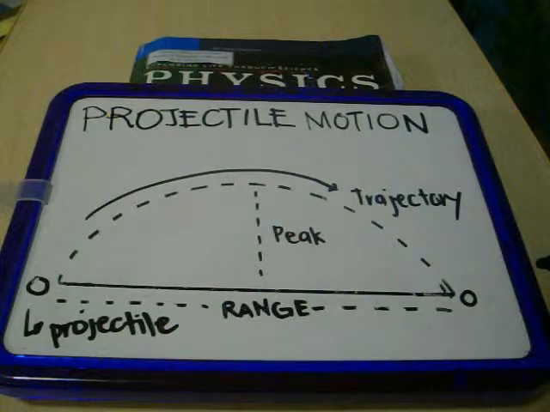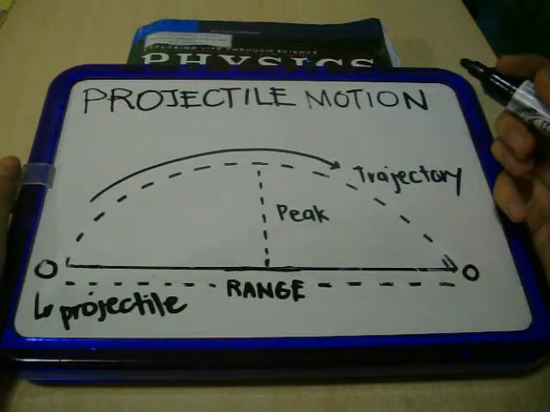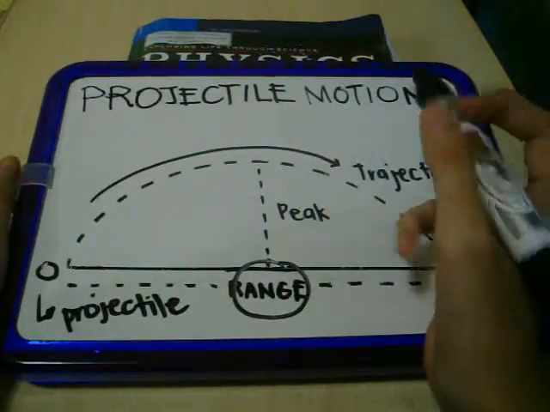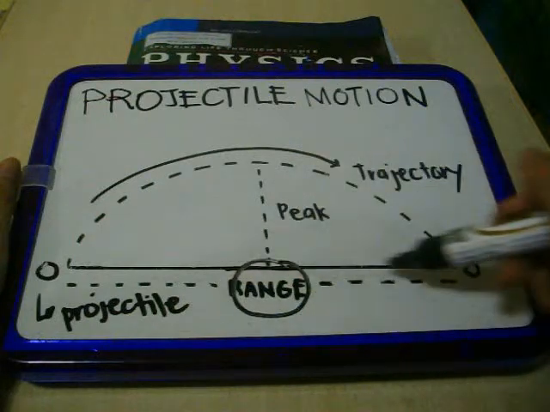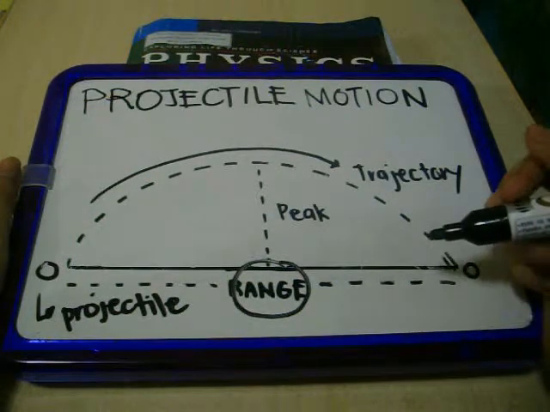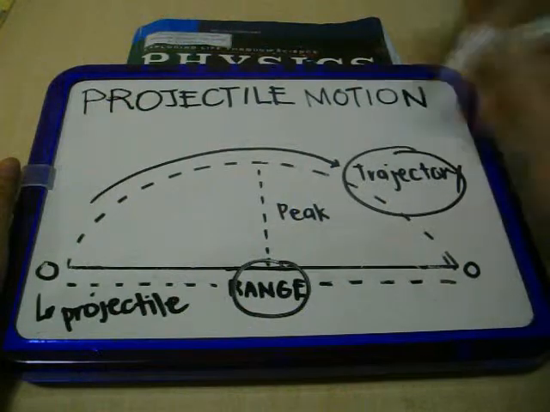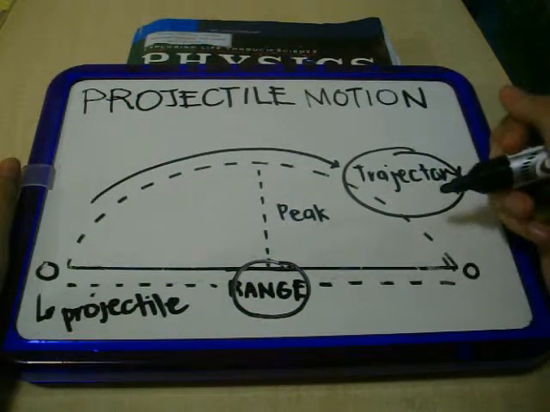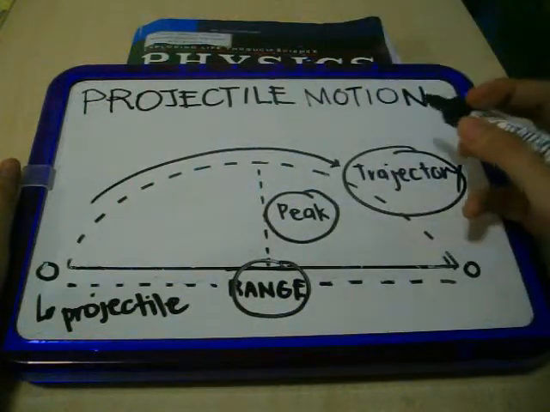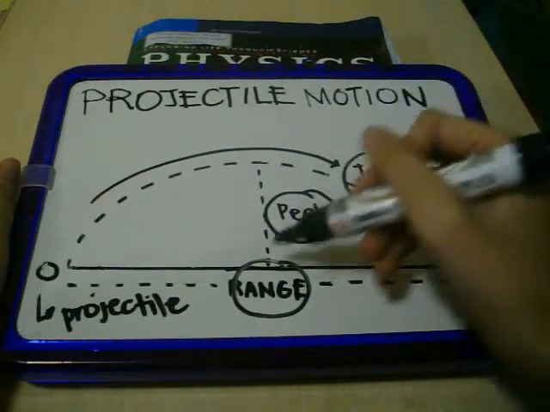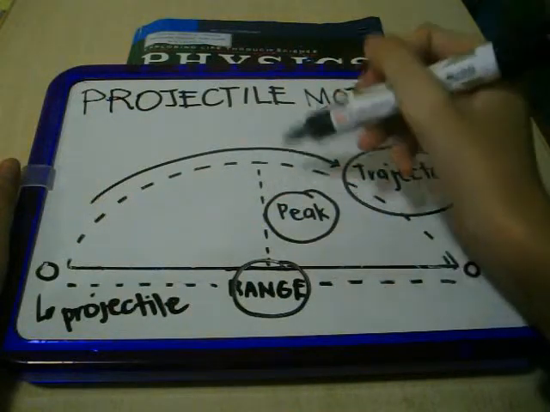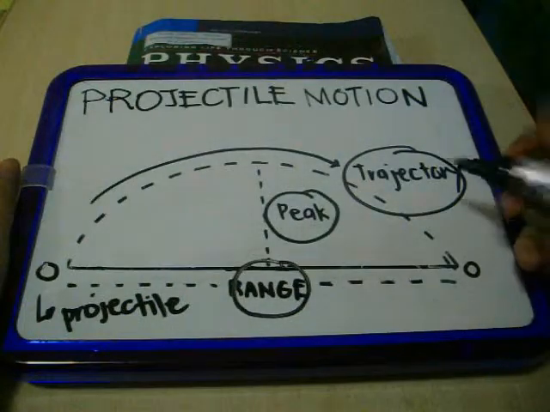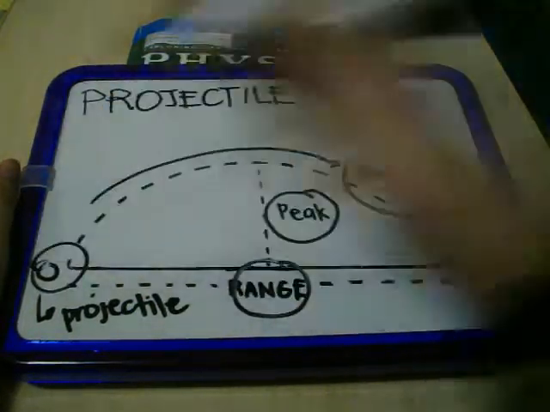Let us discuss it one by one. Range is the horizontal distance the projectile travels. Trajectory, the path that a projectile follows. Peak, it is the highest point of the projectile. Projectile, the object that is thrown or launched into the air.